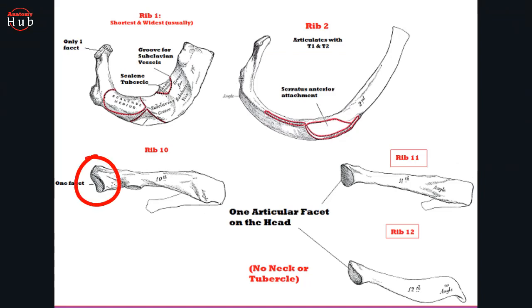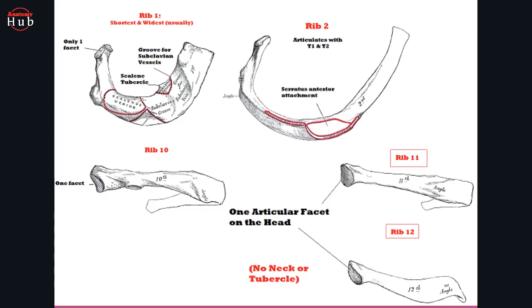At the head you will find the single facet, because as I told you, at the 10th thoracic vertebra we got only a single facet at the junction between the body and the pedicle, right? So the 10th thoracic vertebra is atypical. Fine, because already you know that the 2nd to 9th thoracic vertebrae are typical. The 10th, 11th, 12th are atypical, and the first is atypical.